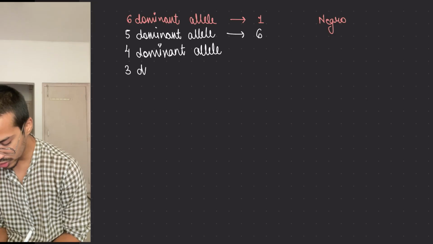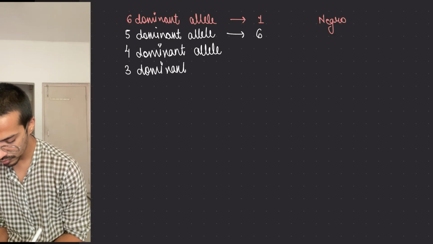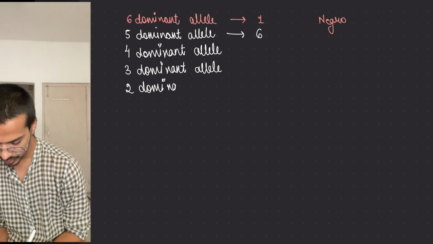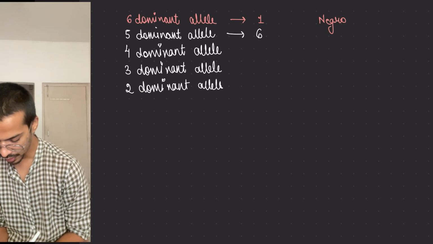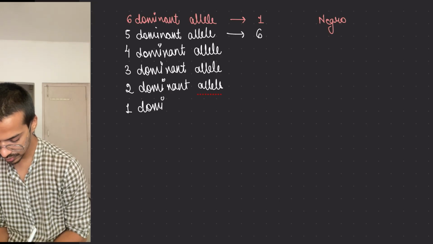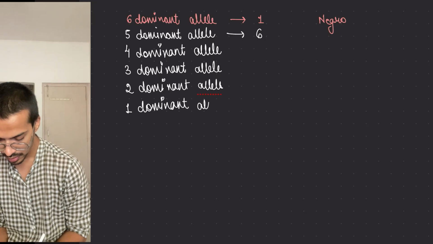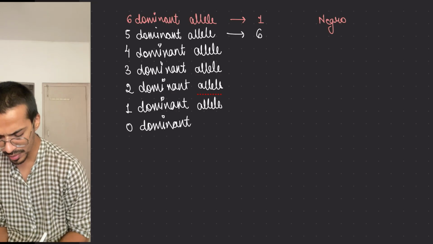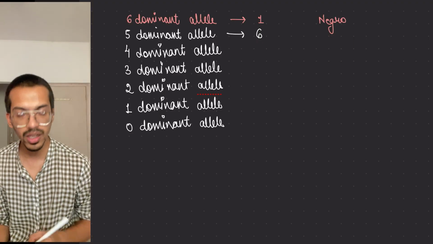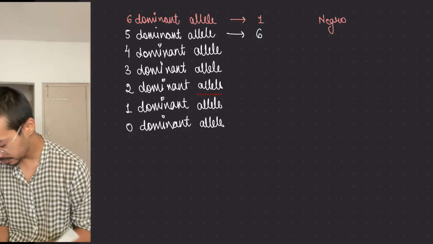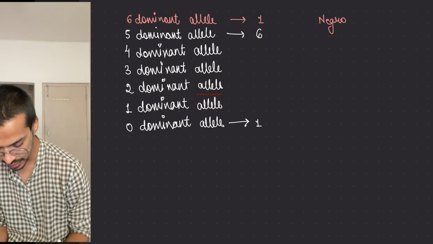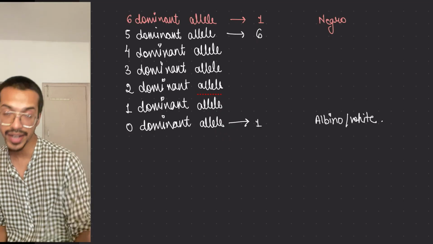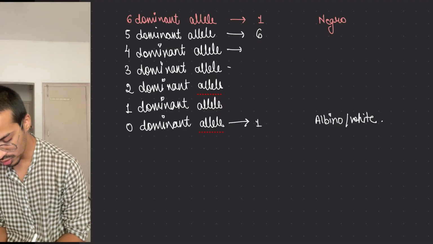Then comes 3 dominant alleles, 2 dominant alleles, 1 dominant allele, rest all would be smaller, okay, and 0 dominant allele. So all these options could be there. 0 dominant allele would be what? Your same single one, okay. So that is the albino or the white. This is one, that is your albino shade or white, which will only be one if you find out in the text. Same, let's see how many of them there are.